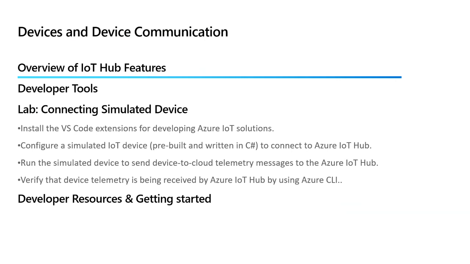Then we're going to create a simulated device. Again, it's going to be written in C#, but I'm going to be conscious that there are developers who might not be building with C#. We're going to show how to connect that telemetry to IoT Hub, and then we're going to verify that the telemetry actually got up there.